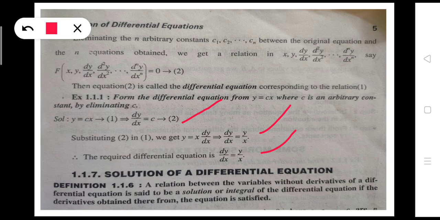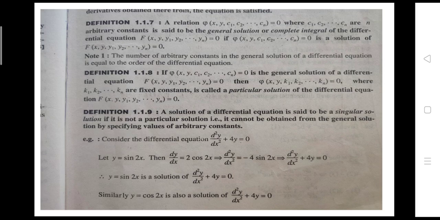Therefore, now the solution of the differential equation. What is the solution of a differential equation? A relation between the variables, without derivatives, is said to be a solution or integral of the differential equation if the derivatives obtained therefrom satisfy the equation. Now continue to the next slide.